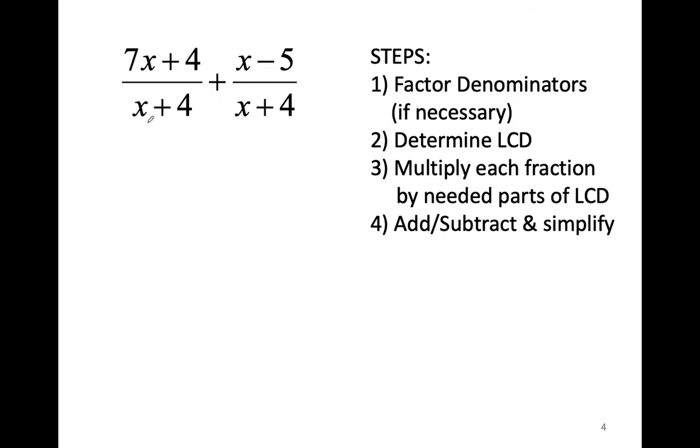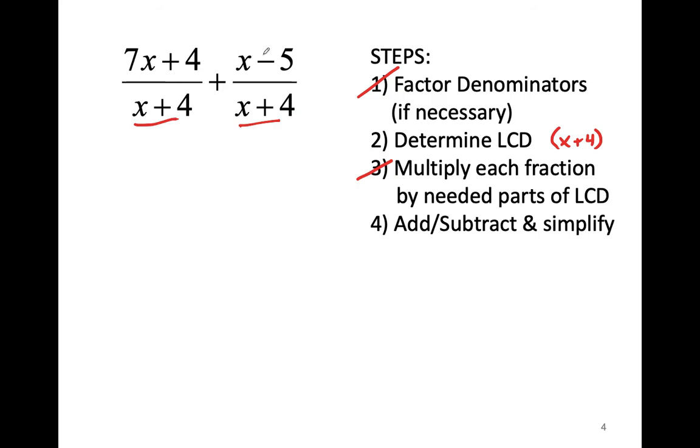Now, it says factor the denominators if necessary. So when I look at my two denominators, x plus 4 and x plus 4, I notice they're already factored. I also noticed that they're actually already the same. So in this problem, not only do I not need to do step number 1, they already have the least common denominator. The least common denominator is x plus 4. It's not x plus 4 times x plus 4. It's just x plus 4. They already have the same denominator. So that means I don't even need to do step number 3. There's nothing to change in either one of these fractions. They already have common denominators. So all we need to do is add and subtract, and then we'll simplify.